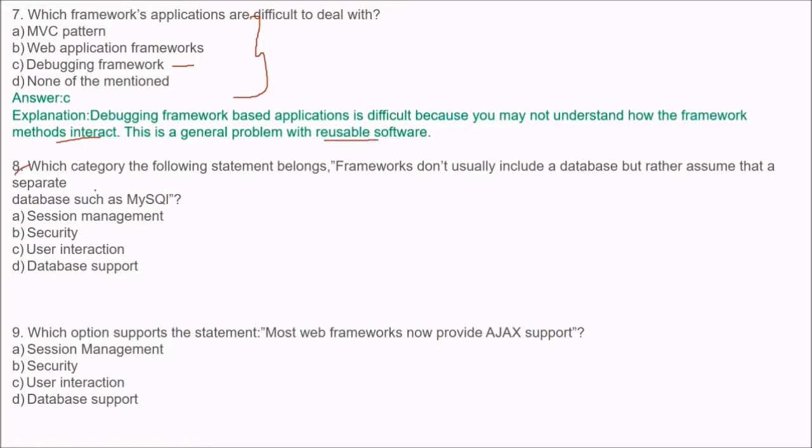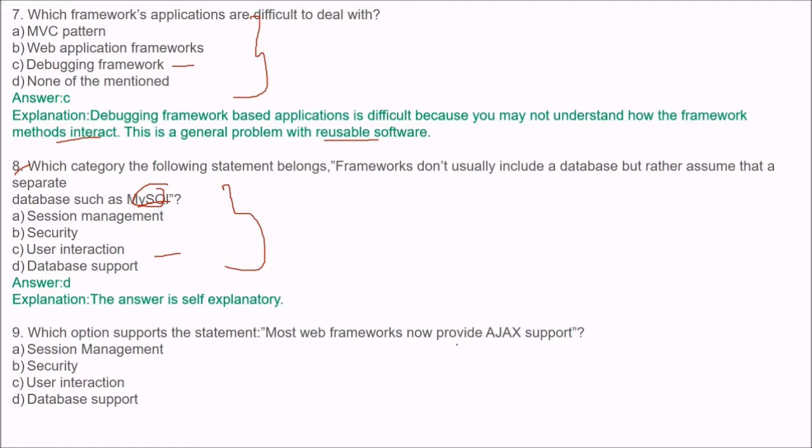Next is which category the following statement belongs to. Frameworks don't usually include a database but rather assume a separate database such as MySQL. So which category does the statement belong to? The answer is database support. Frameworks don't usually include a database but assume a separate one such as MySQL.